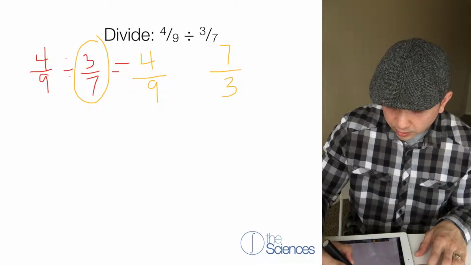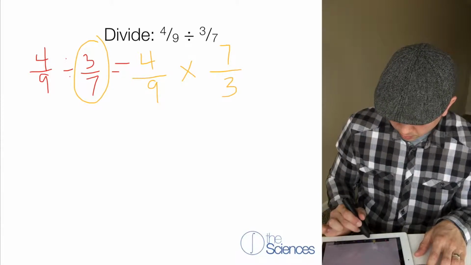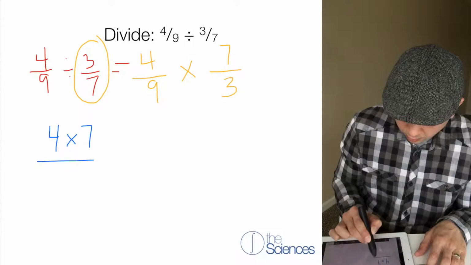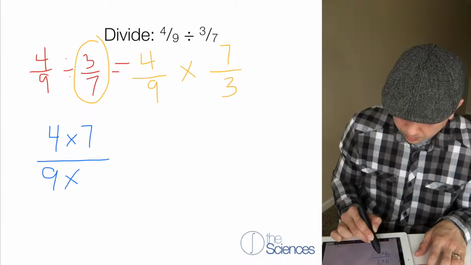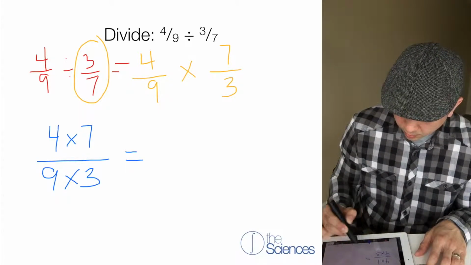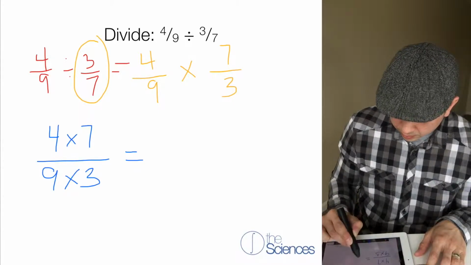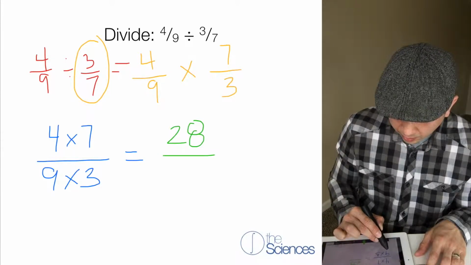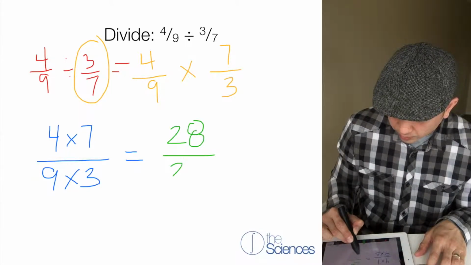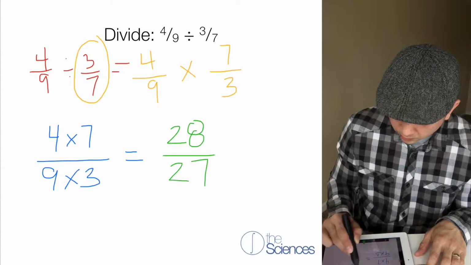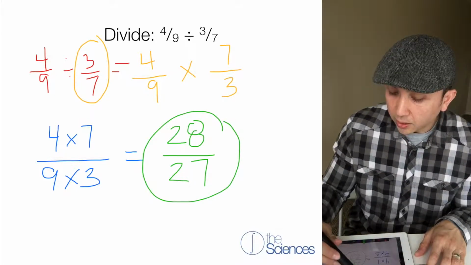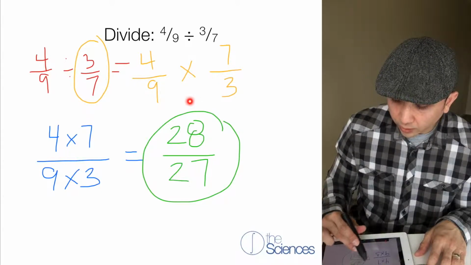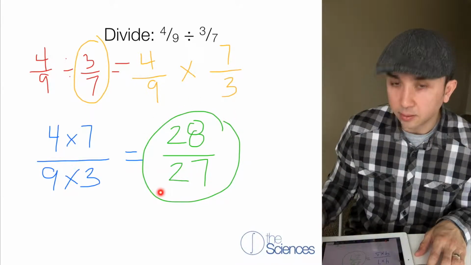And all we're going to do now is multiply. So now we can write 4 times 7 over 9 times 3. Well, 4 times 7 is 28, and 9 times 3 is 27. So that's our answer. Dividing 4/9 by 3/7 gives us 28 over 27.